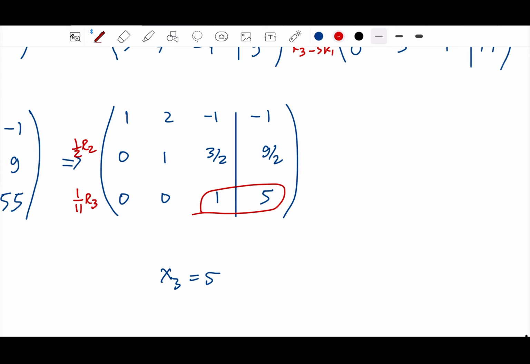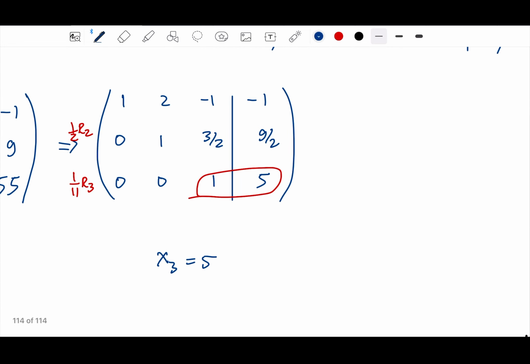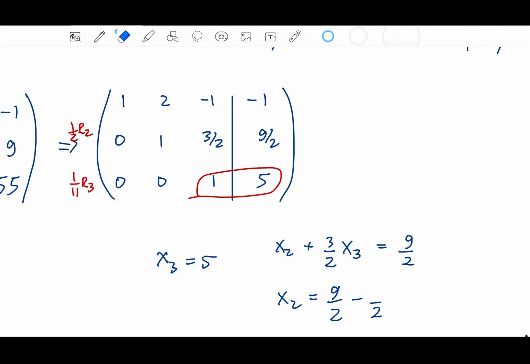And then the second row, it concludes that x2 plus 3 over 2 x3 is equal to 9 over 2. So x2 is 9 over 2 minus 3 over 2 multiplied by 5, which is 15 over 2. So this will be negative 6 over 2, or negative 3.